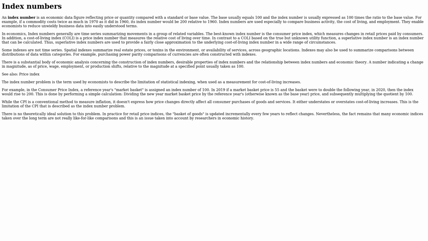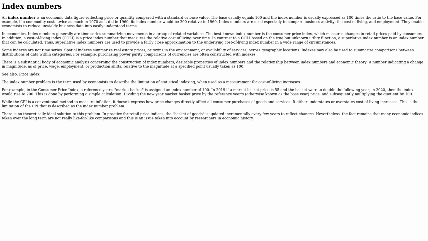For example, in the Consumer Price Index, a reference year's market basket is assigned an index number of 100. In 2019, if a market basket price is 55 and the basket were to double the following year, in 2020, then the index would rise to 200. This is done by performing a simple calculation, dividing the new year market basket price by the reference year's, otherwise known as the base year price, and subsequently multiplying the quotient by 100.